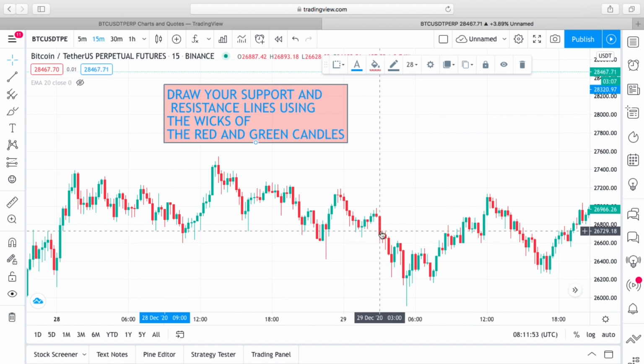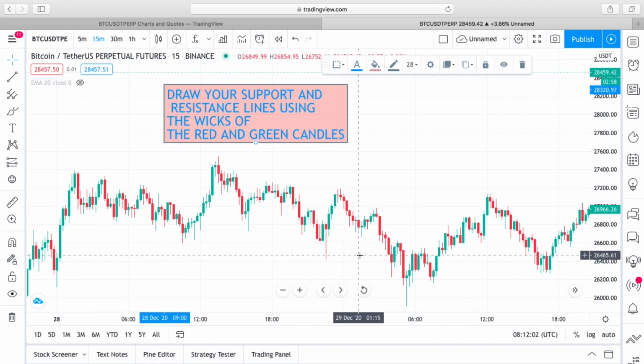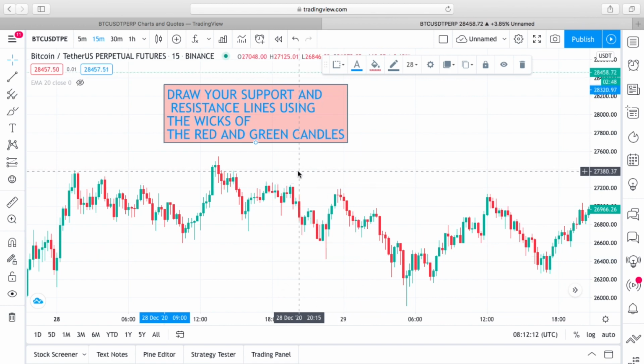So now, how do you draw it using the wicks? Because look at this, there are wicks here at this upper part. These are wicks. So how do you draw it? This is very easy. I'm not here to stress your brain. I'm just here to make you understand as quick and fast as possible. So now, this is what you do. You check the highest point that has a lot of contact.